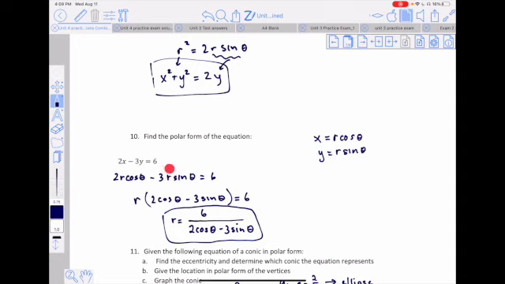And then on this side of the equation, both the left and right side have an r in common, so I'm going to factor out that r right here, which leaves 2 cosine theta minus 3 sine theta. To isolate r, you divide by this expression over here. So we end up with 6 divided by 2 cosine theta minus 3 sine theta.